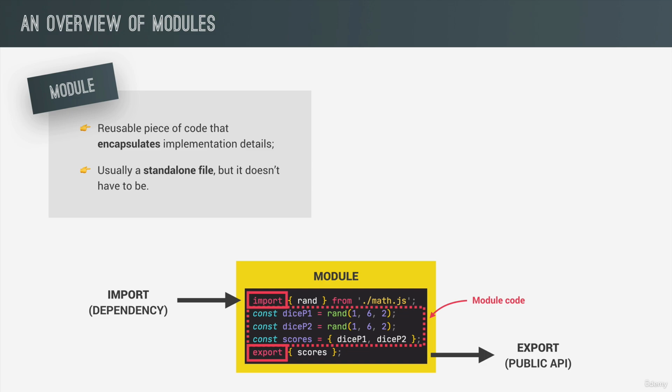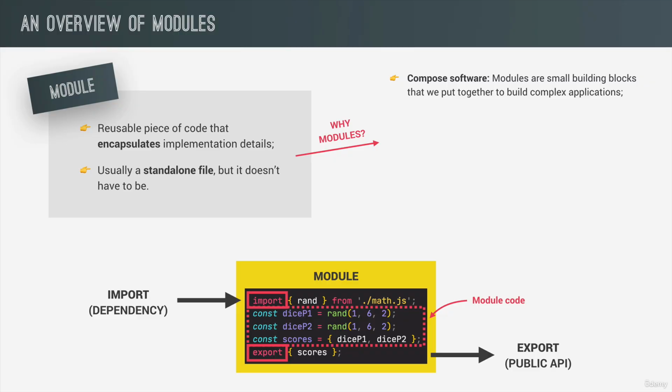Now, of course, we can write code without modules. And actually, we've been doing that up until this point. But that's because our applications have been very simple. However, when a codebase grows bigger and bigger, there start to be many advantages of using modules. And the first one is that modules make it really easy to compose software. So we can think of modules as small building blocks that we can then put together in order to build really complex applications.